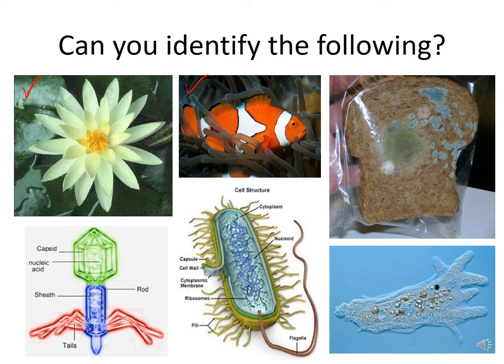Here, these patches represent bread mold, and bread mold is a type of fungus. Going down here, we have an amoeba. An amoeba is a single-celled organism. The structure in the middle is a bacteria. This bacteria you can tell because it has a cell wall and also it has a flagellum or a type of tail. Not all bacteria have all these things.